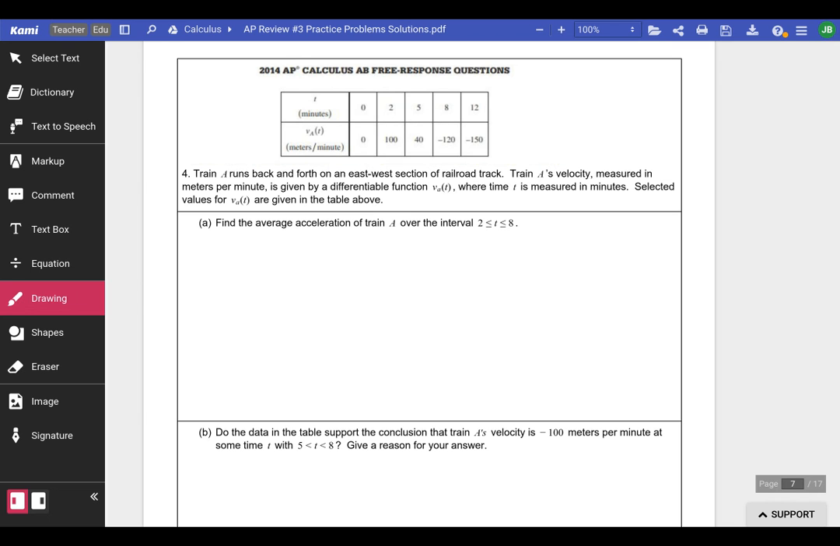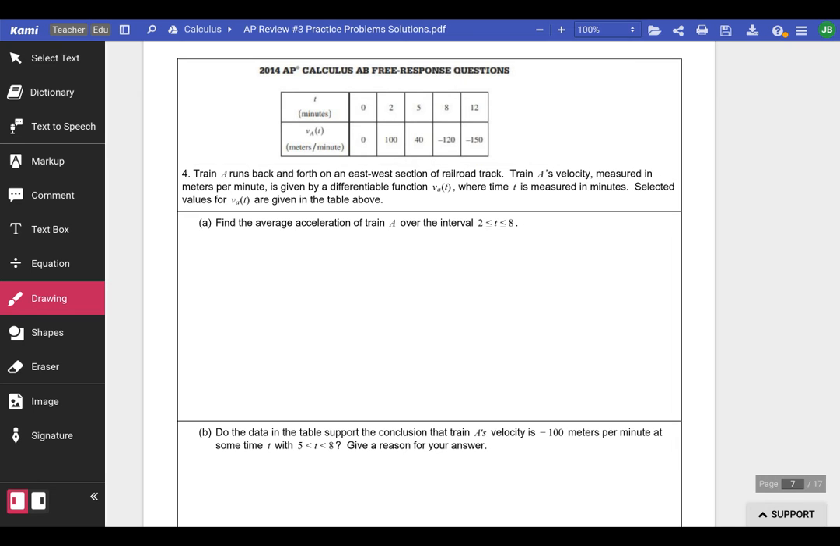Hello, everybody. This video is going to cover question number 4 from the 2014 AP exam. What they've given us is a table of values for the time and the velocity of a train that's running back and forth on an east-west section of railroad track. So the first part is asking us to find the average acceleration of this train over the given interval.